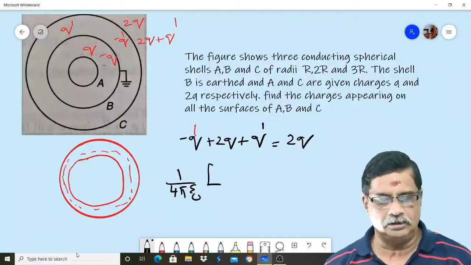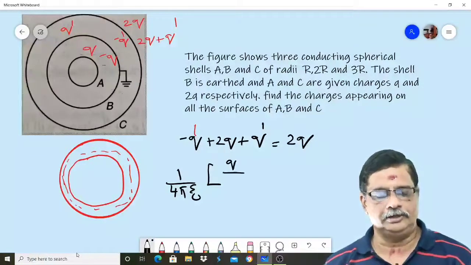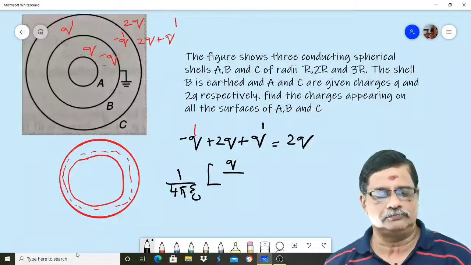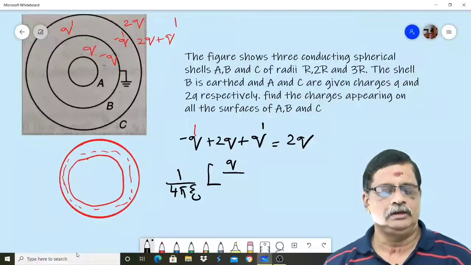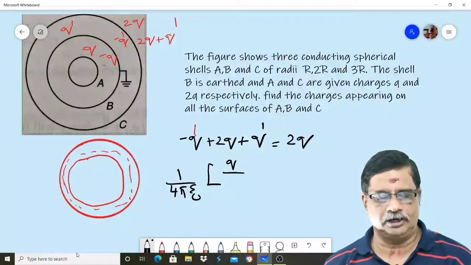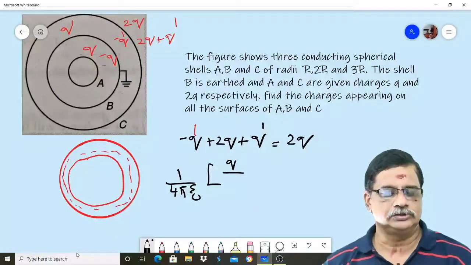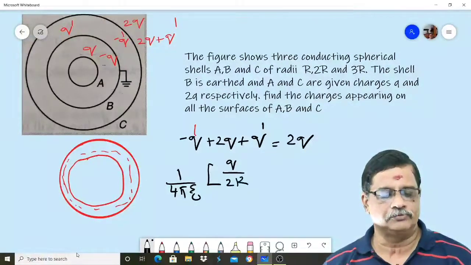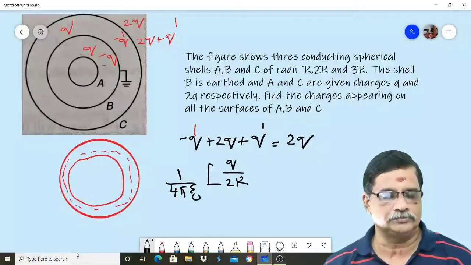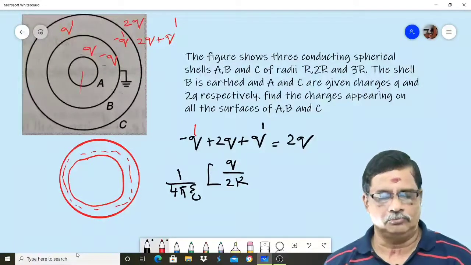The radius of A is R, but we are calculating the potential of B. Therefore, as far as a point on the surface of sphere B is concerned, it is an external point for the charge on the surface of A. So the potential depends on the distance. So this is divided by 2R. 2R is the distance to any point on the surface of B from the center of A. So if you measure the distance to any point on the surface of B from the center of A, this will be equal to 2R. Therefore, potential is 1 by 4 pi epsilon 0 Q by 2R plus.